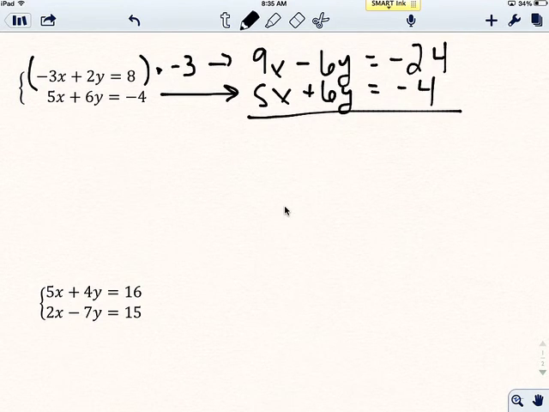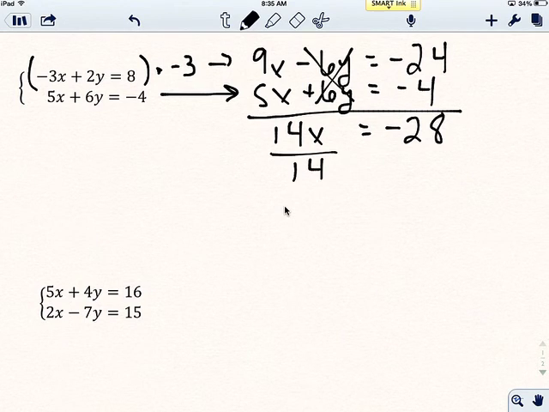Okay, so I've got 9x plus 5x is going to give me 14x. The y's cancel, and then negative 24 minus 4 is going to be negative 28. Divide both sides by 14, and I see that I get x equals negative 2. Okay, good. I'm not done yet, though.